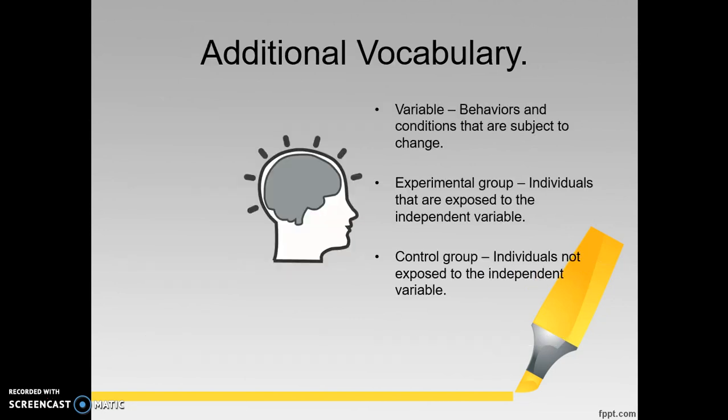And just final vocabulary here. Variable: behaviors and conditions that are subject to change. Experimental group: individuals that are exposed to the independent variable, and the control group is the individuals that are not exposed to the independent variable.